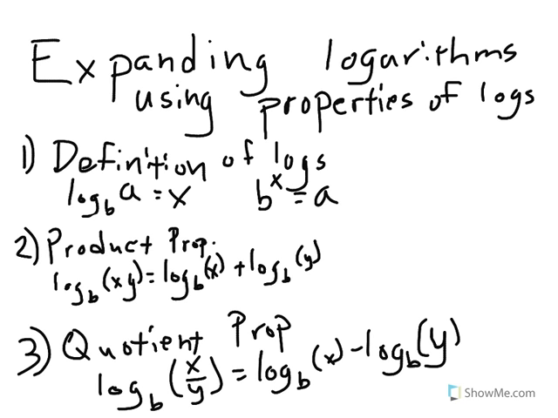The product property says that the log base b of x times y is equal to log base b of x plus the log base b of y. And the quotient property says that the log base b of x divided by y equals the log base b of x minus the log base b of y.